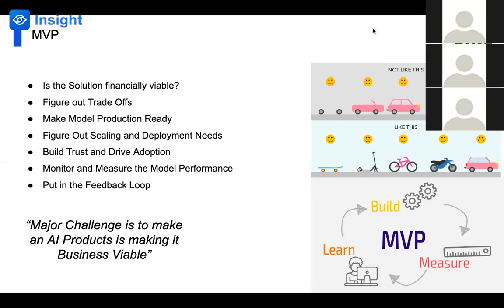Once it is at a production ready stage, you will work with engineers in scaling that particular model out, figure out the deployment needs, deploy it on a platform, launch your product, and post that you'll monitor and measure the model performance. We'll be talking about feedback loop, driving adoption, and building trust in the next few slides.